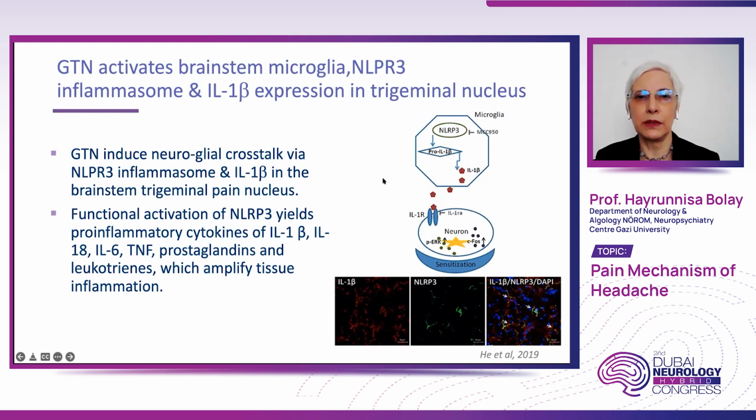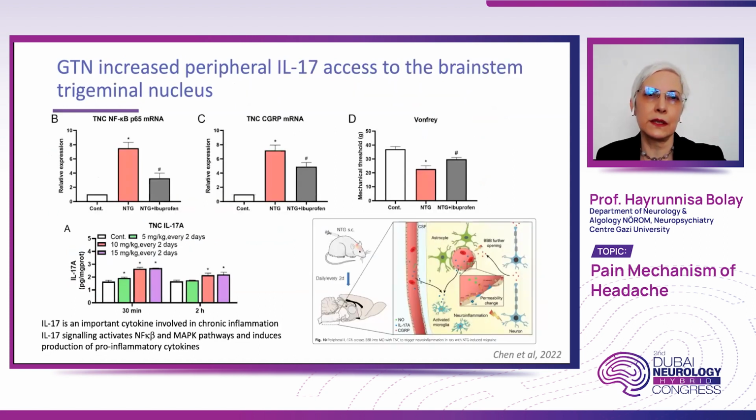We also know that NLRP3 activation yields other neuroinflammatory cytokines, and that leads to the amplification of tissue inflammation. So both peripheral tissues, peripheral mechanisms, and central mechanisms are activated. And a recent study also confirmed the NF-kappa B activation in the brainstem trigeminal nucleus. This is the second order pain nucleus, and increased CGRP mRNA associated with pain behavior.